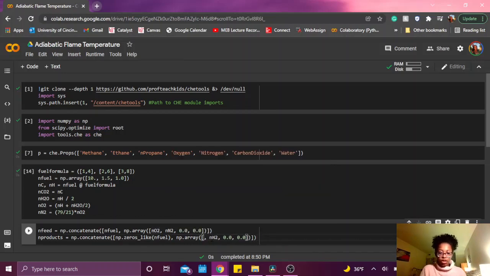And so our moles of oxygen will be gone. We'll still have nitrogen, and then it'll be NCO2 and NH2O.